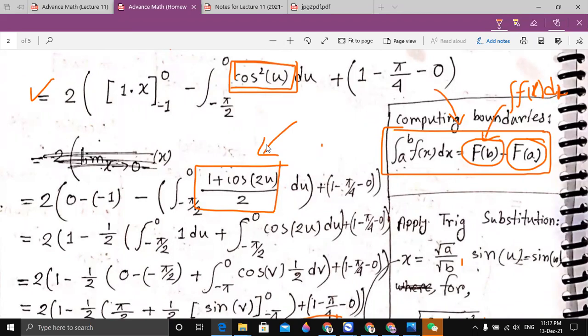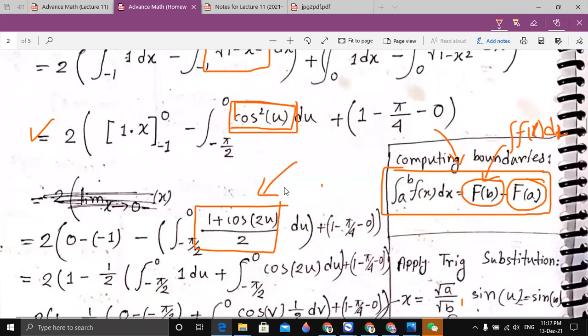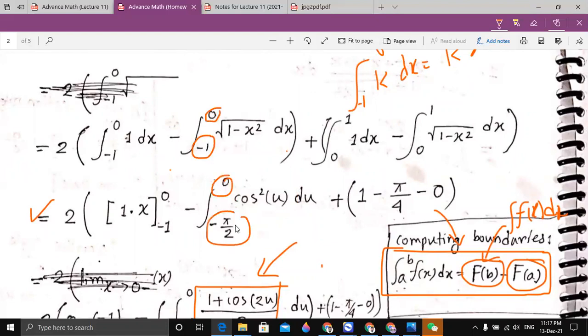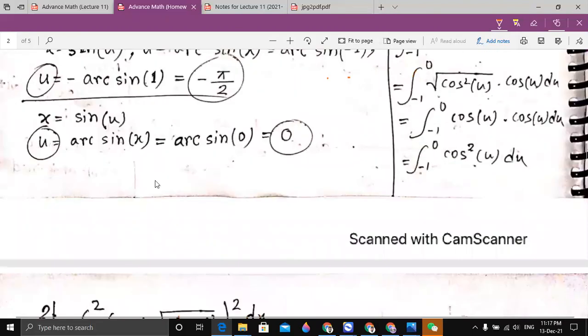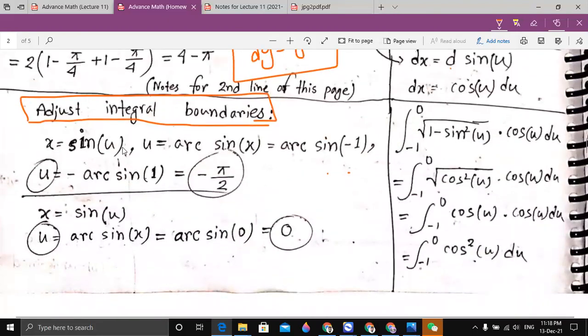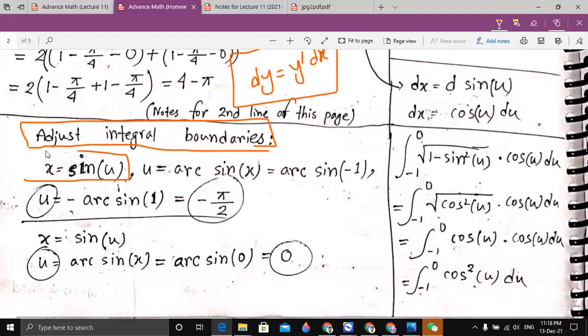So now let's move. There is another important thing. When we use the substitution rule, we must change the boundary. We must change the limit. Okay, guys, so how do we change the limit? You see here, adjust integral boundaries, right? So we let x be equal to sin u.